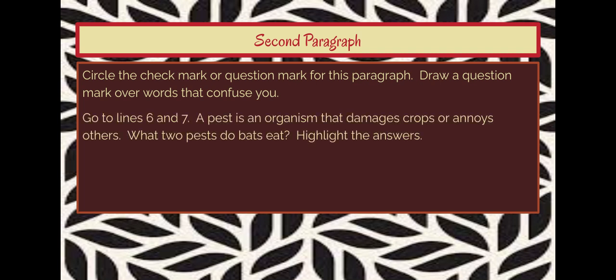Go to lines 6 and 7. A pest is an organism that damages crops or annoys others. What 2 pests do bats eat? Highlight the answers. Underline the details that support the idea that bats eat a lot.